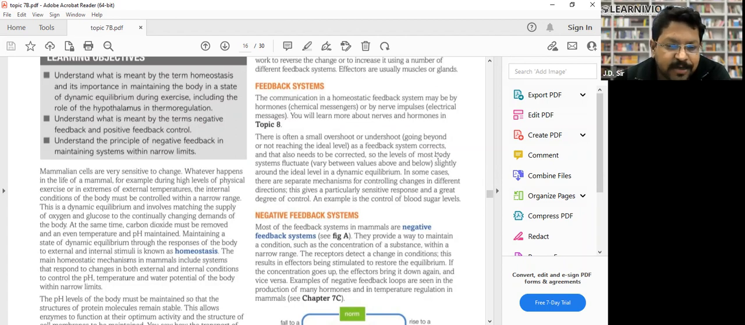As the feedback system corrects, I have already told you, if the level goes below the optimum level, it will be brought up, and if it goes beyond the optimum level, it will be brought back, to maintain the equilibrium. And both of this work is done by the nervous system or the chemical system, meaning hormones or neurons.